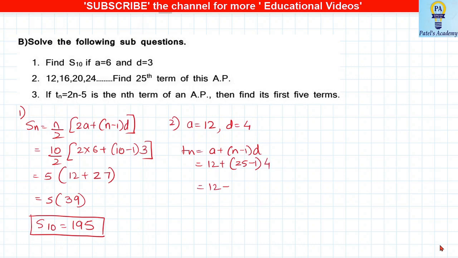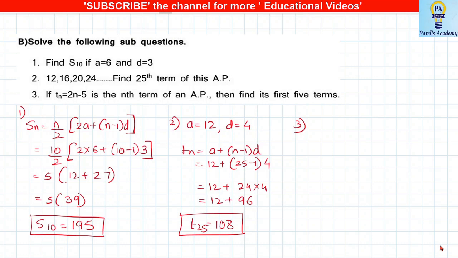We'll just solve this. 24 into 4, that is 96, plus 12, that is 108. This is nothing but the 25th term. The answer is 108. Okay, now let's see the next one.